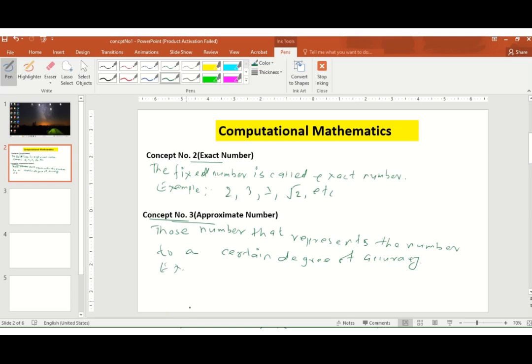For example, the approximate value of pi is 3.1416. We cannot write the exact value of pi.